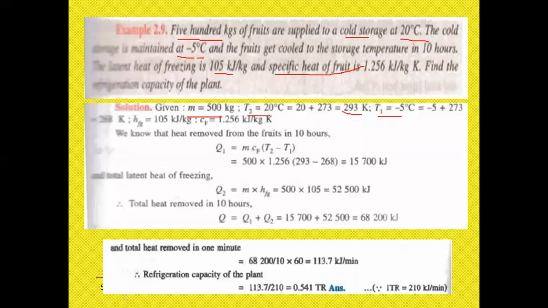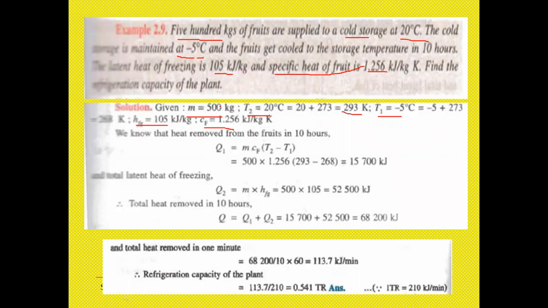Now the fruits get cooled to storage temperature in 10 hours. Now the latent heat HF is equal to 105 kilojoules per kg. And CF, the specific heat, is equal to 1.256. So it is given in the question itself. Now find the refrigeration capacity of the plant. So the total refrigeration capacity of the plant.